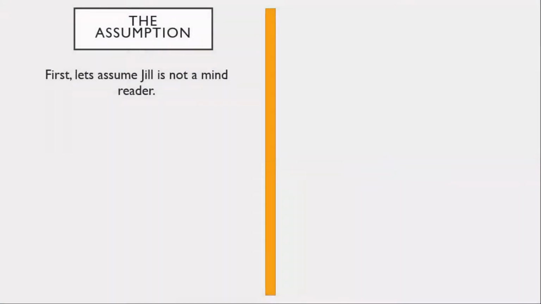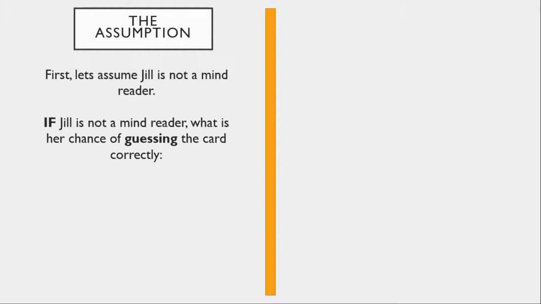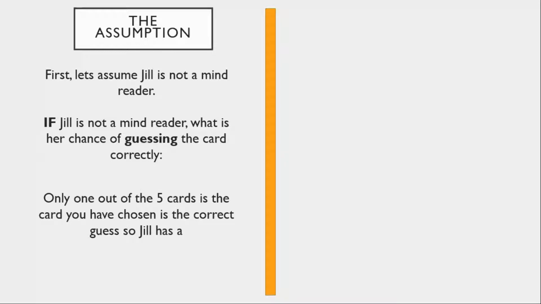So the key here is that we're going to make an assumption. Right? We're trying to prove whether or not Jill can read our minds. So we're going to assume that mind readers aren't a thing. Let's assume Jill is not a mind reader. Well, if she's not a mind reader, she's just guessing at the card that I'm looking at. And in fact, she could guess correctly. Since there are 5 cards and she's guessing, she has a 1 in 5 or a 20% chance to guess correctly.